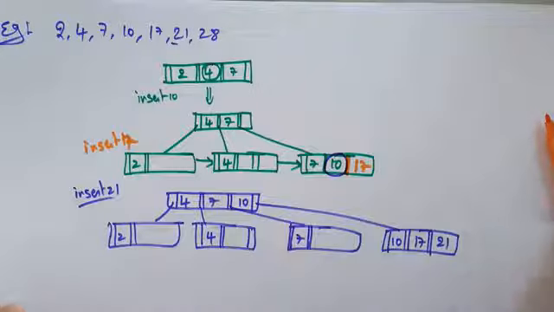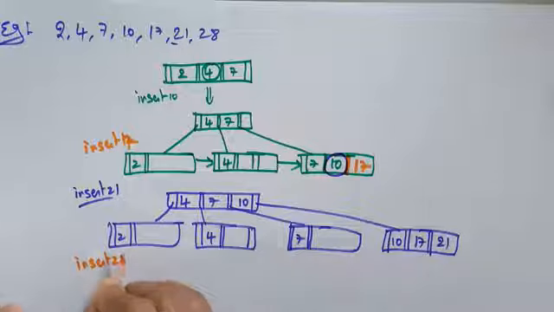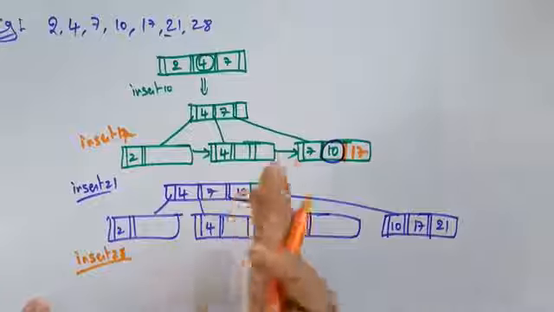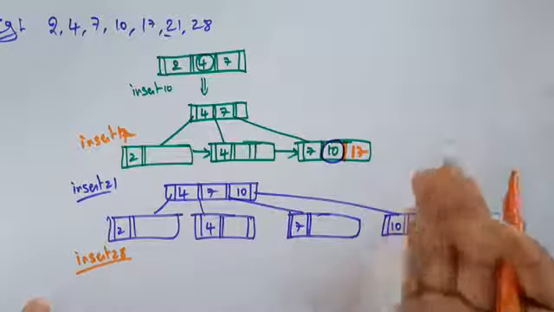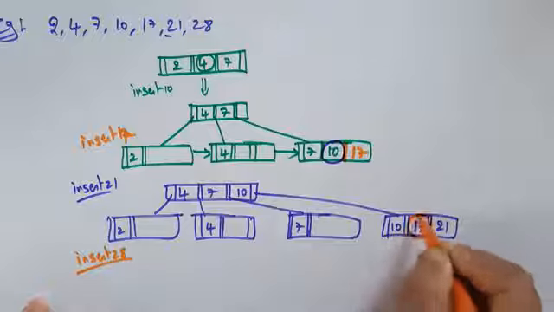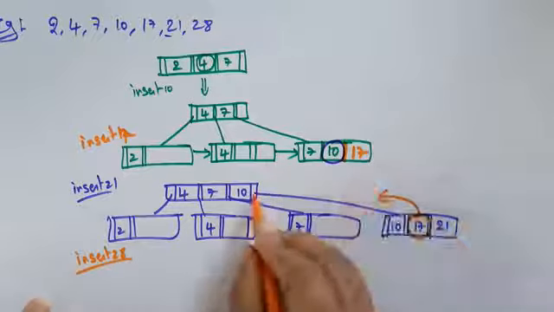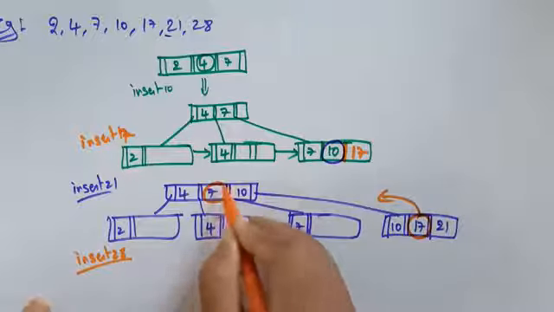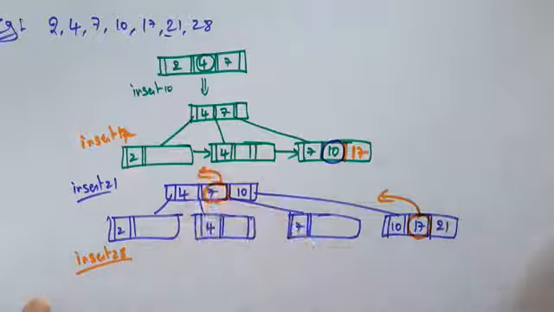Okay, the last element, I want to insert 28. Where do I need to insert? There is no space in the leaf node. 28 is greater than 10, so I have to insert here, but there is no space here. So I want to split 17 and send the 17 to here. But here it is also already filled. So again split 7 and send it as a root node.